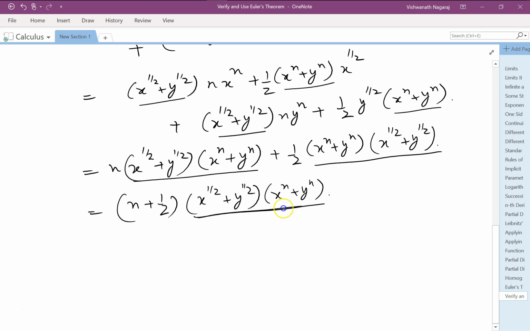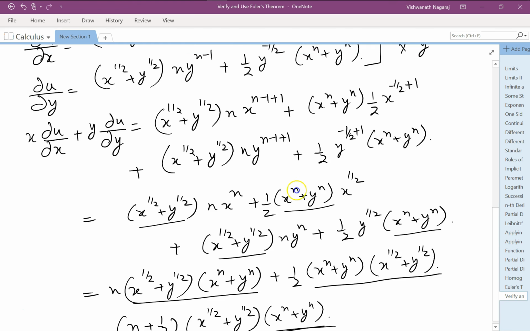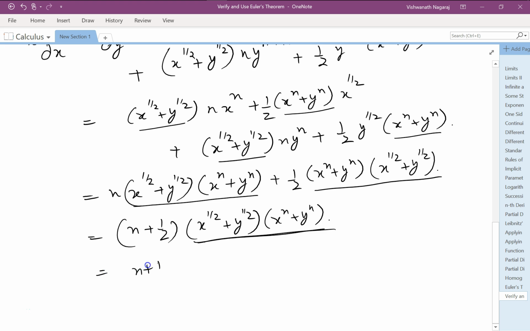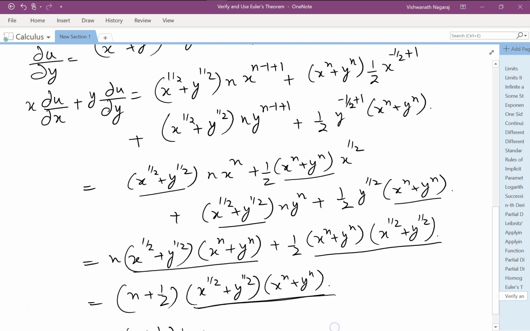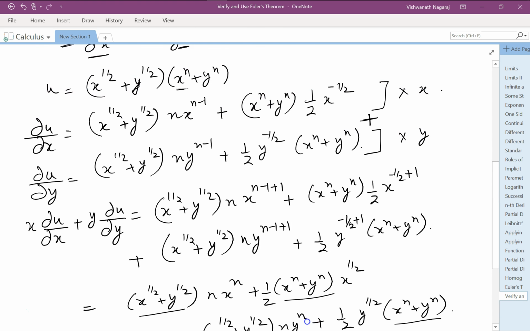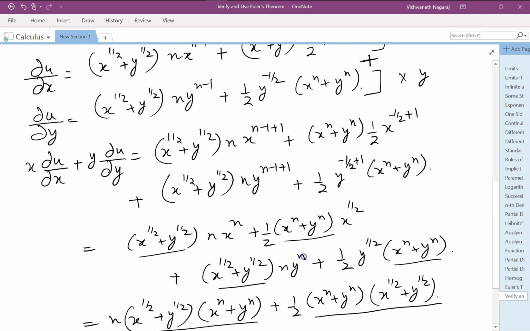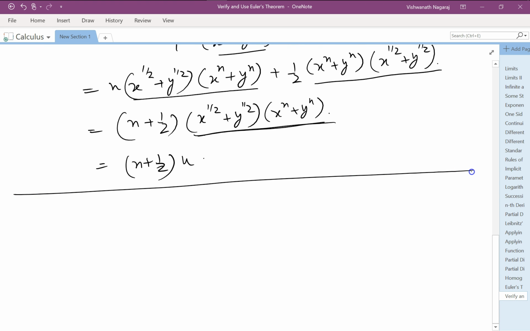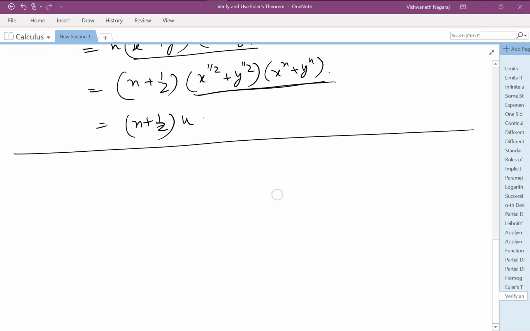Now this itself is nothing but the function u, so n plus half u, which is what we had to show, as per Euler's theorem. Okay, that is one. Let's take another one.